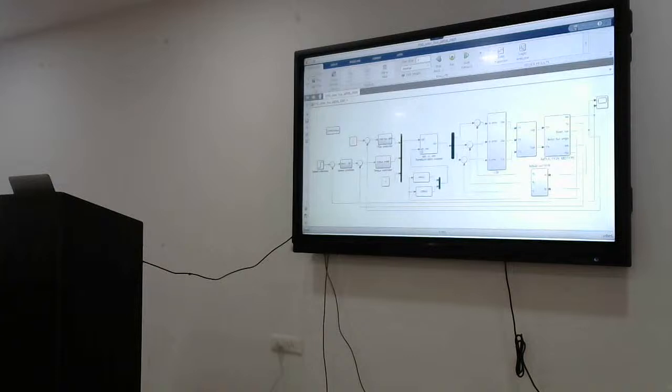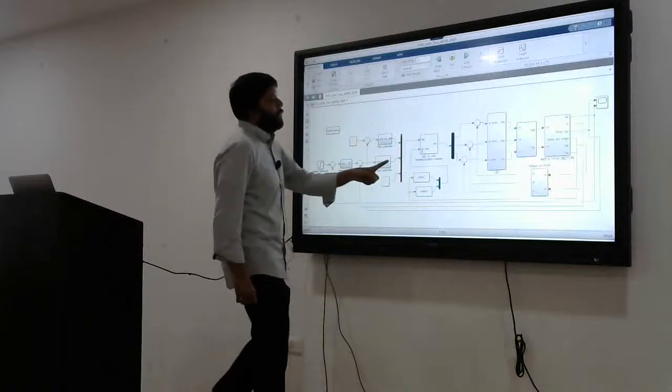Why do we need to transform from 2-phase to 3-phase? Our system is a 3-phase system. The actual system is practically a 3-phase system. Our natural system is in the 3-phase reference frame. That's why it requires 3 modulating waveforms. Right? To generate the 3 modulating waveforms, it requires inverse transformation.